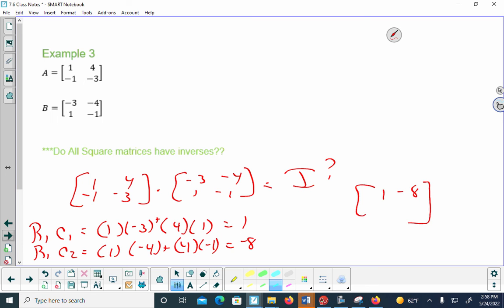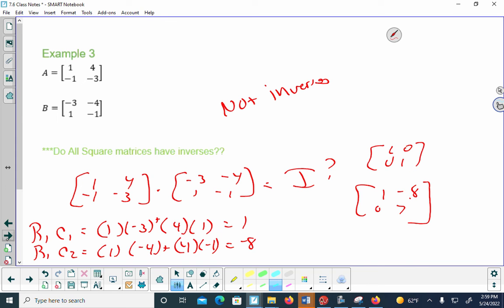And I can stop right there because that's not going to be that 1, 0, 0, 1, because I have that negative 8 there. So they are not inverses. If you had the burning desire to have closure, if you continued multiplying, this would then be 0 and 7. So those two aren't inverses.